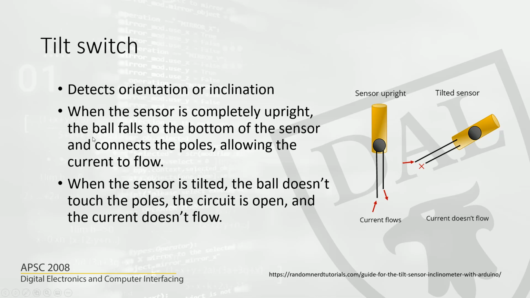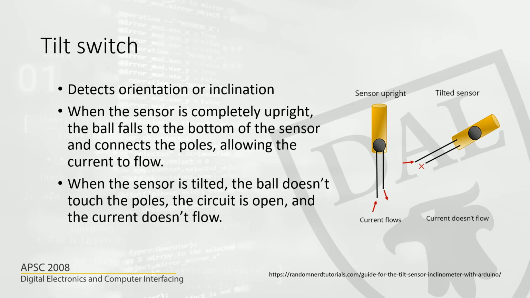This sensor is used to detect orientation or inclination. That's what this sensor is used for. The sensor we use here is called a ball sensor or a ball switch. Inside, it is a metal can. It has two terminals in the bottom. And the ball is a metal ball, which makes contact if it is in an upright position. If it is tilted or inverted, then the ball is not connecting.